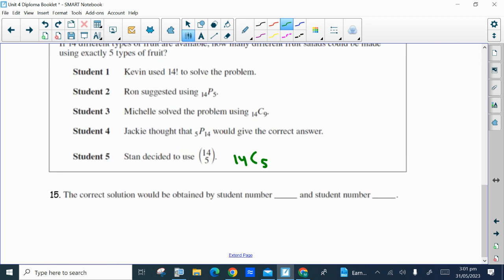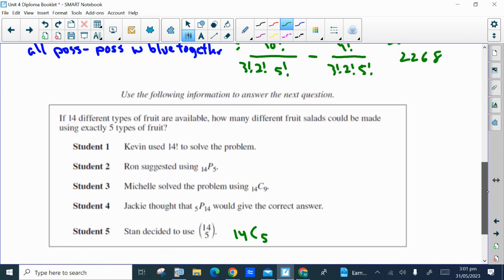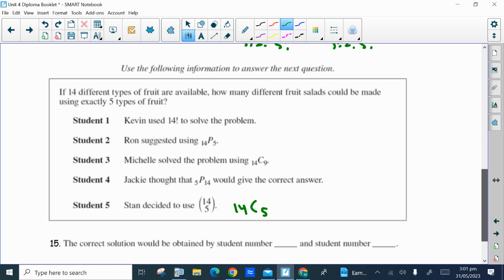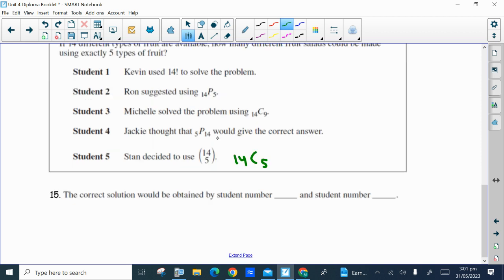Okay, so which ones gave us the correct answer? Well, in this case here, order doesn't matter. So we can eliminate Ron. Kevin is also wrong because Kevin is thinking that all 14 fruits are going to be used. Jackie, yep.